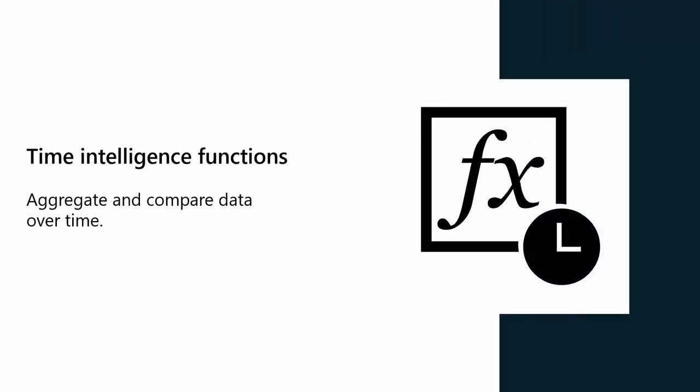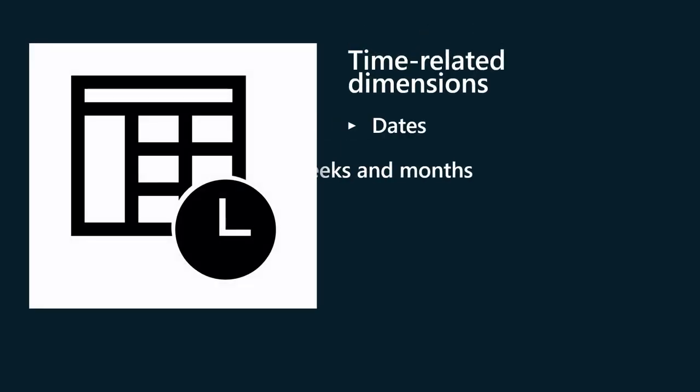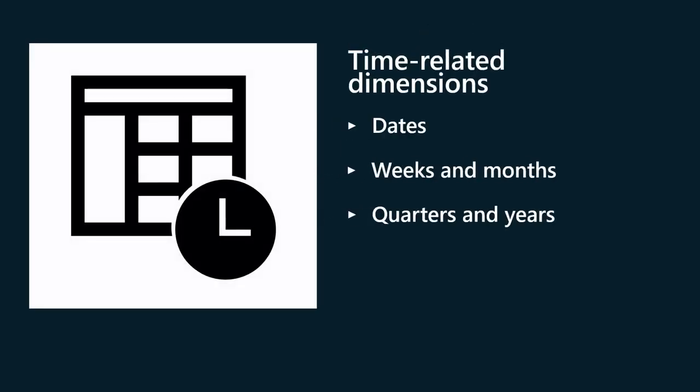As the AdventureWorks scenario suggests, time intelligence functions refers to methods and processes that aggregate and compare data over time. Data analysts can deploy time intelligence functions to analyze data based on time-related dimensions. Time-related dimensions include dates, weeks and months, and quarters and years. You can also generate comparisons of time-related data over annual periods and year-to-date, or YTD.